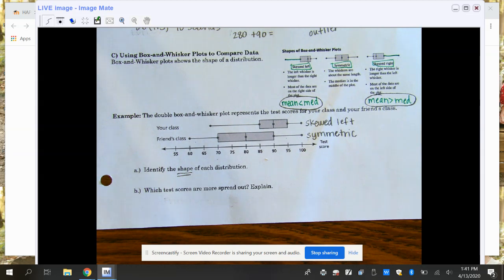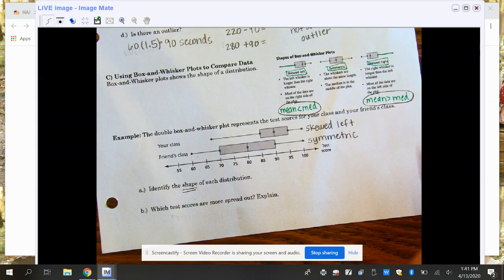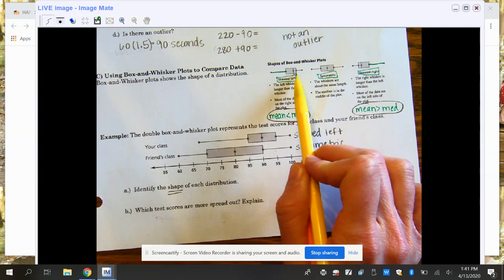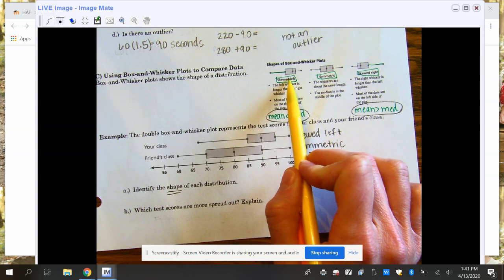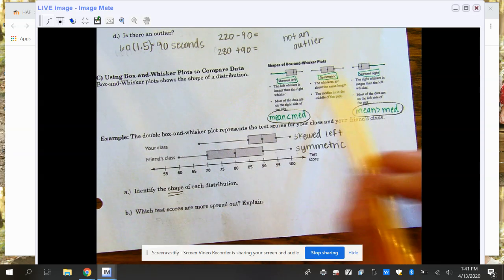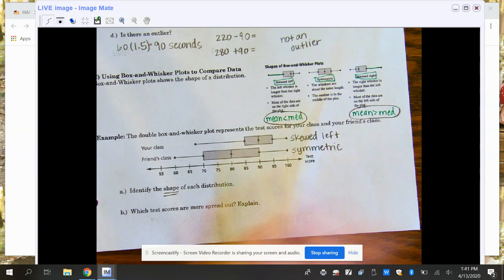Now remember, it doesn't have to be exactly symmetric. If it's off by like a couple, you could still call it symmetric. And oh, I remember what I was going to say up here. You're not looking at the boxes to determine if something is skewed. You're looking at the whiskers. Is your minimum or your maximum value making your whisker longer?